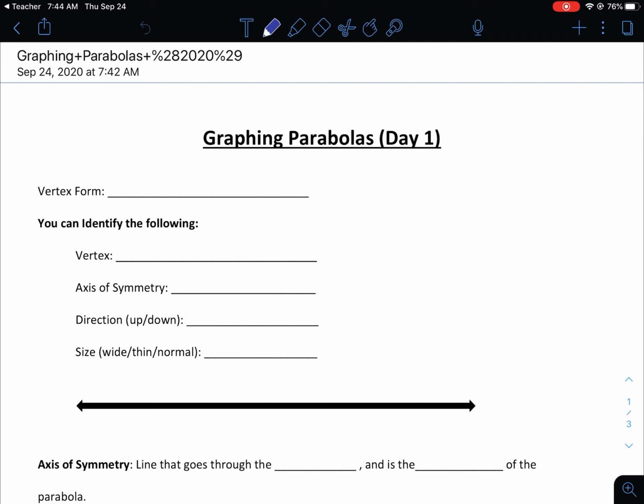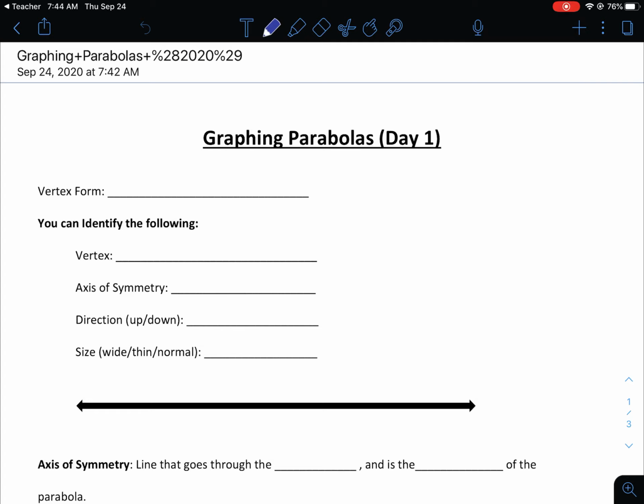Hello, and welcome to today's notes on graphing parabolas. So this is where things start to get a little bit different from Algebra 1, and so things therefore start to get a little bit more difficult.